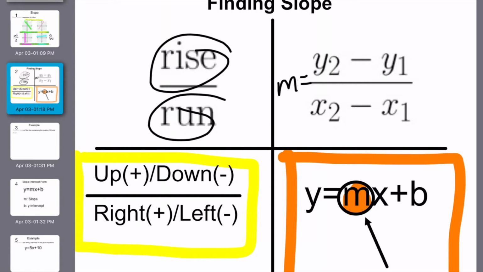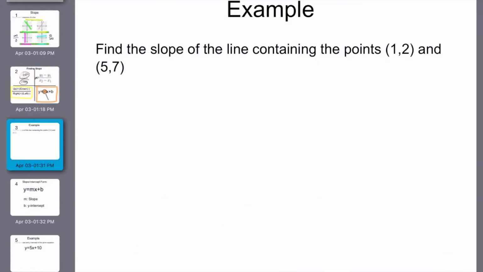So let's try an example of that right now. Find the slope of the line containing the points (1, 2) and (5, 7). So the first thing that I'm going to do is I am going to label my points. So this is going to be my x1, y1, and I'm sorry that my handwriting is not great. And this is going to be my x2, y2.